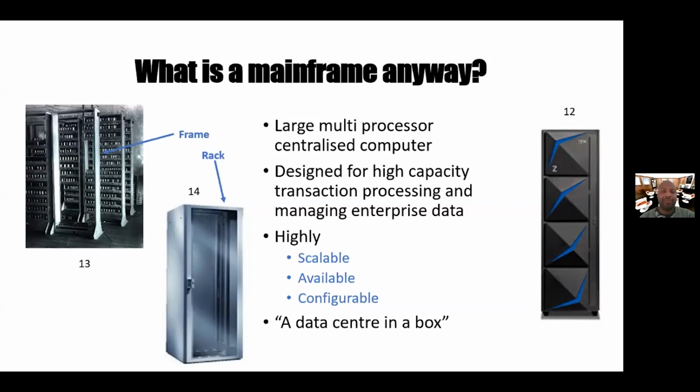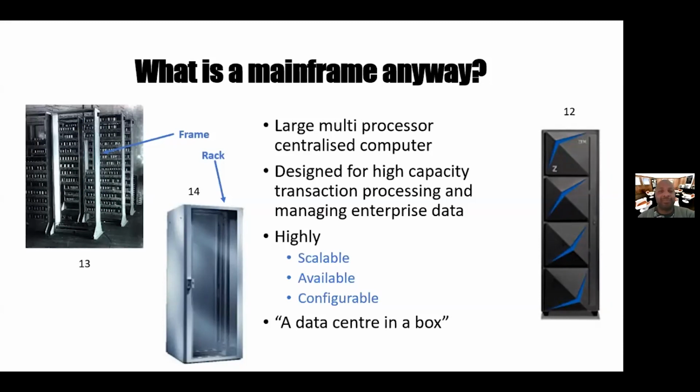So you're effectively talking about a data center in a box, right? Not quite the same in terms of the hardware that it uses, but in terms of the utility and the principles and how it works, that's essentially what you're looking at.